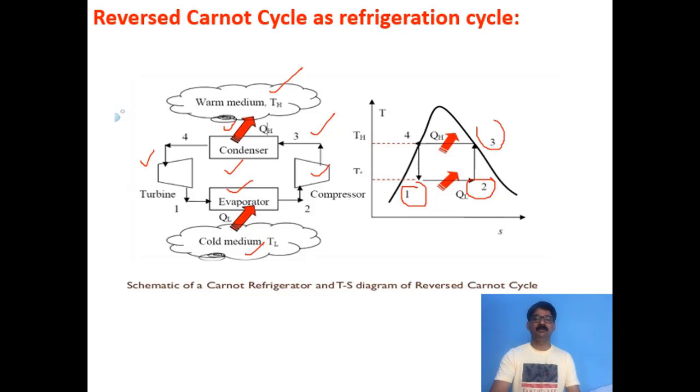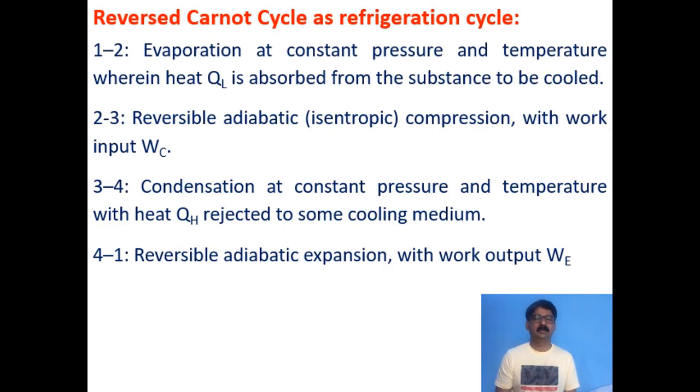And 3 to 4 is the condensation, where it gives the amount of heat QH to the surrounding media, which is at a temperature of TH, and 4 to 1 is isentropic expansion. So this is the explanation for those processes.